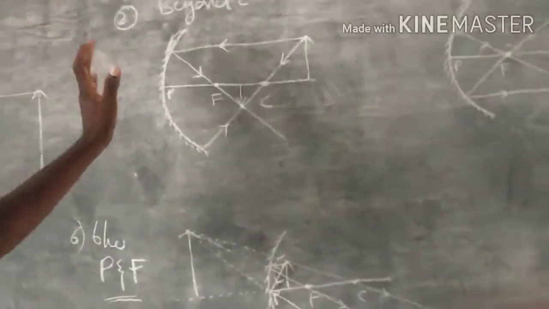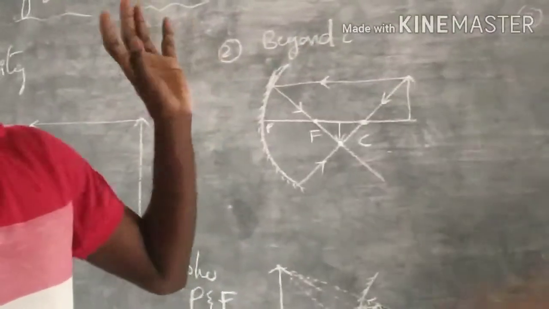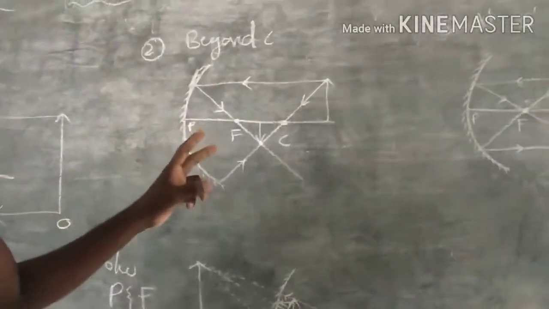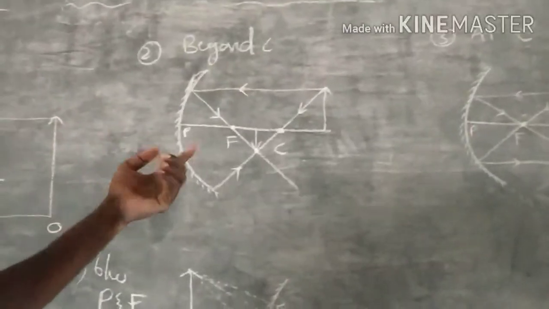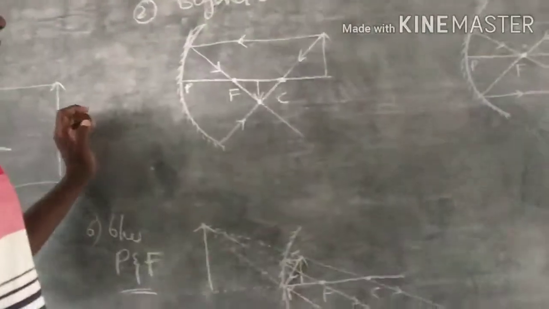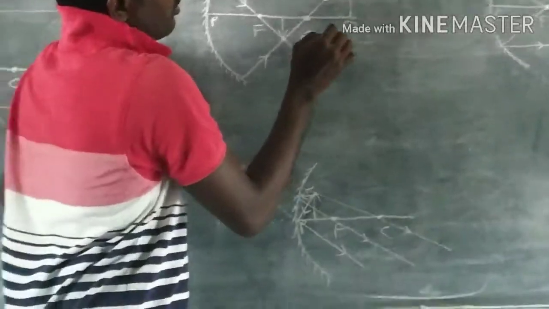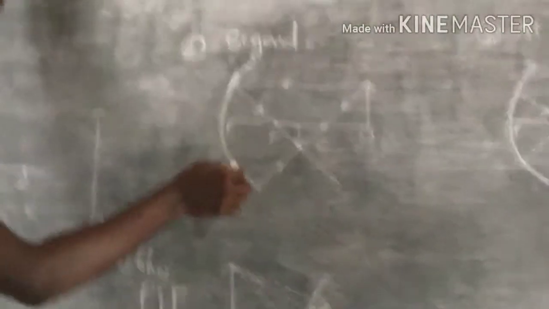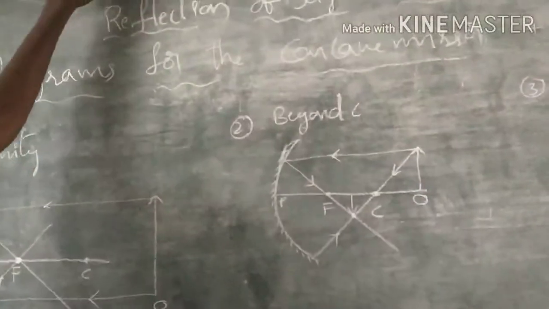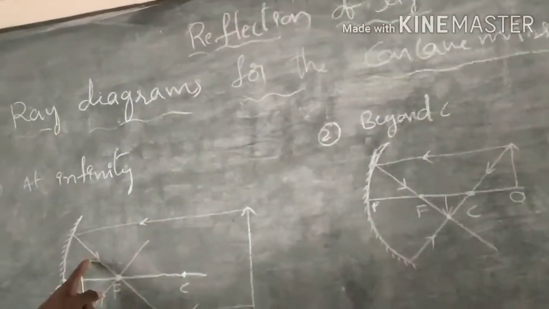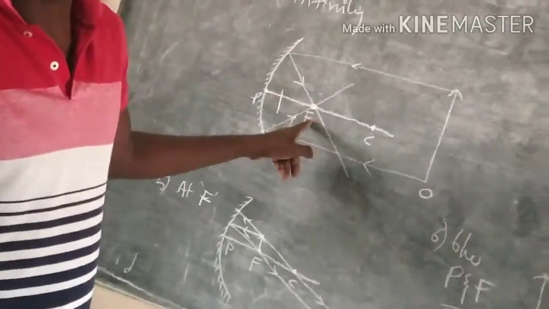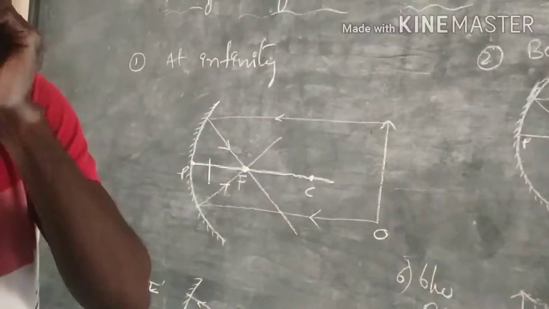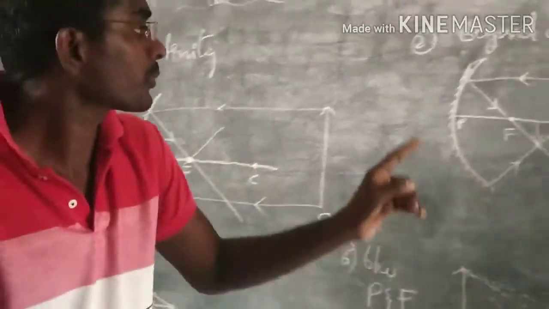When the object is kept beyond C, that means beyond the center of curvature, how will the image be? See, whenever the object is beyond C, we have to remember that we take reflected rays only for the image. When the reflected rays meet, only then will the image form. We have to remember this one.